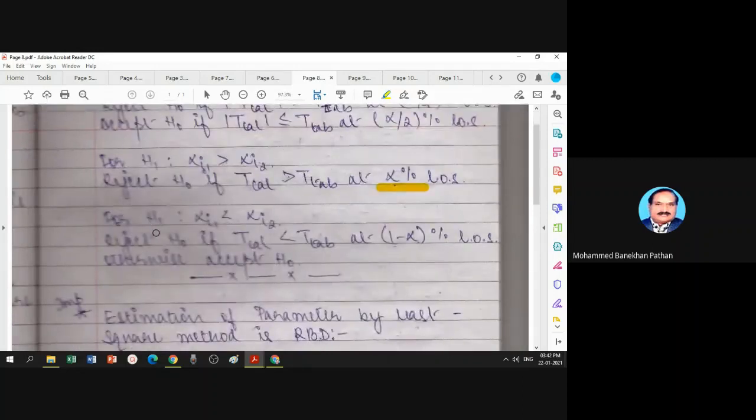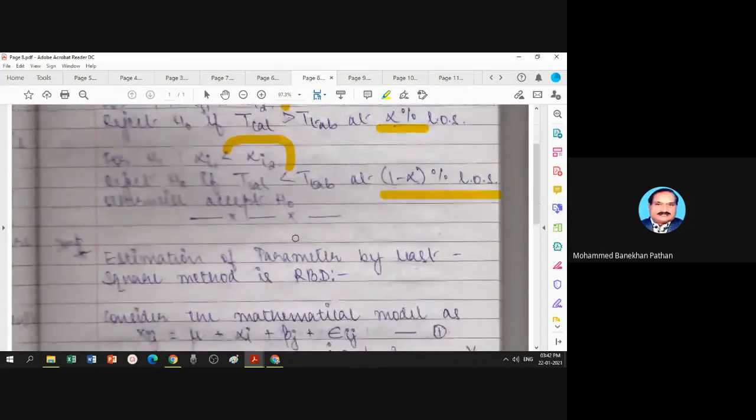Third possibility is H1: alpha I1 less than alpha I2. The decision is parallel. If it is greater, rejection is on the greater side. If it is less, rejection is on the less side. So reject your statement if calculated value is less than the table value with 1 minus alpha percent LOS. Otherwise, accept H naught. This completes the entire analysis of RBD.